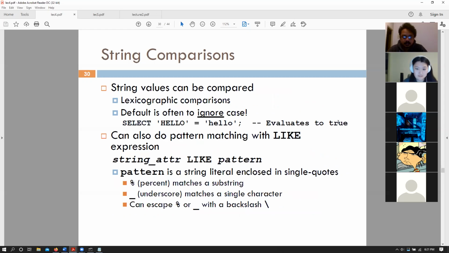Okay. So we can also use it to do string comparisons. One thing to remember is by default, your database will ignore case. So by default, MariaDB, MySQL, Postgres ignore cases. However, we can set up our database such that it does not ignore cases. But by default, it is going to ignore cases. So select 'hello' equals 'HELLO' will evaluate to true because the cases don't matter.